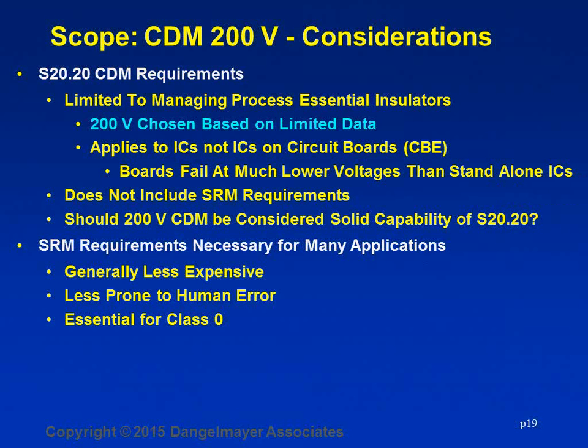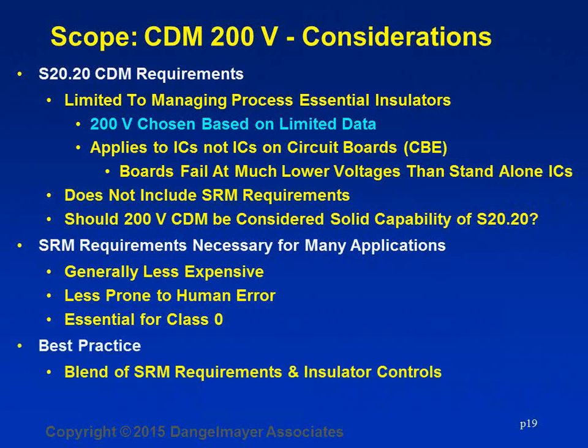Some advantages to it: it's less expensive. It's basically a table mat in many cases, or dissipative tooling like tweezers or wire bond tips, things like that. It's less prone to human error, and we believe it's essential for the more sensitive devices that are being built and handled today, and it's just going to get worse as time goes on. So the best practice, of course, is to blend some surface resistance requirements and controlling insulated materials. That's the best approach, is to do both. You can eliminate the voltage from the devices as much as you can, but when that doesn't happen, you can use the resistance to satisfy that.